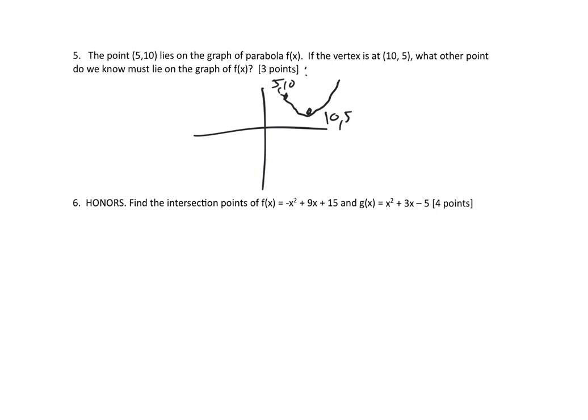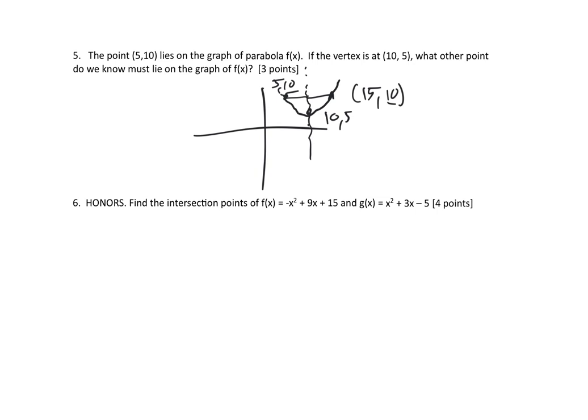And what this also means is that on the other side of the axis of symmetry, we go over 5 to get to x equals 10, another 5 to get to x equals 15, and we get to the point 15, 10. Again, the y-coordinates of these 2 points are the same. Okay.